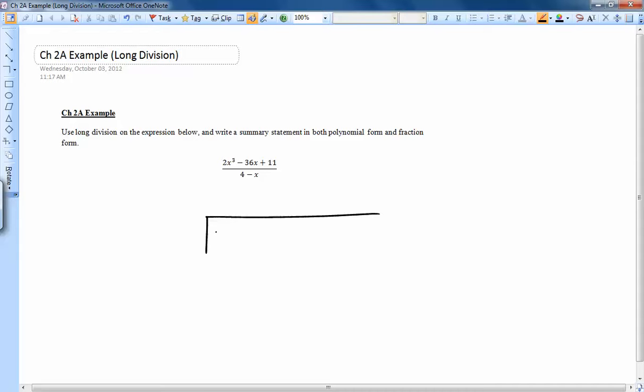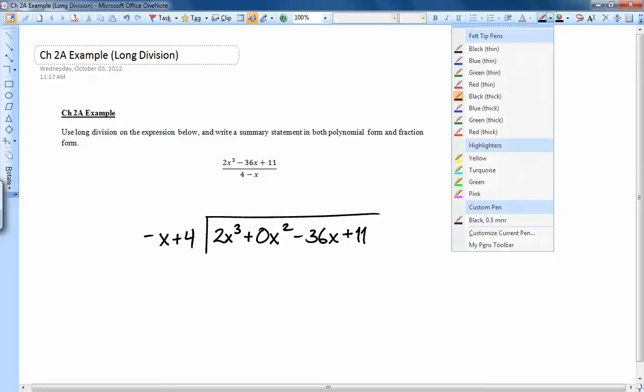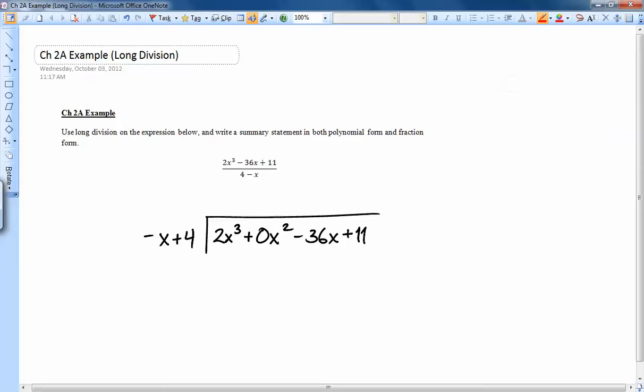So when I write this, I'll write 2x cubed. Now notice there's no x squared term, but I'm going to fill it in as 0x squared. And then minus 36x plus 11. And then instead of writing 4 minus x, I'm going to write negative x plus 4. So now what I need to do is find a term that I can put here so that when I multiply it over, I get 2x cubed here, because then I'm going to subtract out whatever I get.